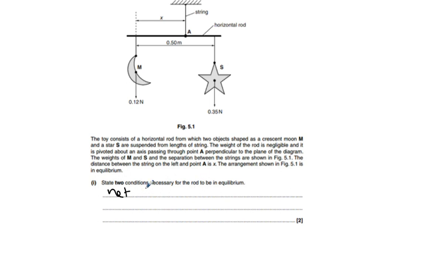Well, the first one would definitely be that the net force has got to be 0. If there's a net force and it starts moving, it's definitely not in equilibrium. Also, the net moment must also be 0. We said a moment we can think of as a special kind of force that causes rotation. Well, if there's rotations going on in this mobile toy, it's definitely not going to be in equilibrium. Okay, so you get 1 mark for each of those points.